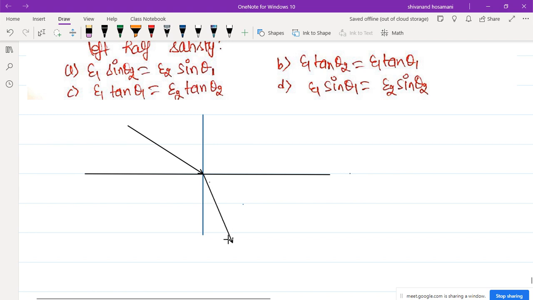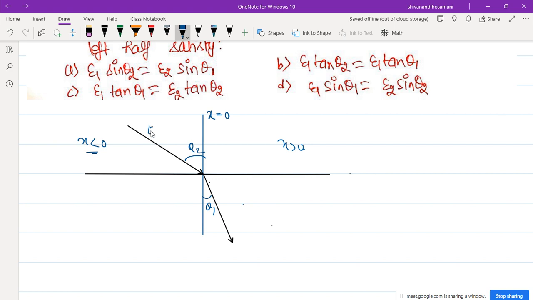So it is going like this. Where is the x equal to 0 line? This is the x equal to 0 line. This is x is greater than 0, and this is x is less than 0. On one side let us call the angle theta 1 and on the other side theta 2.